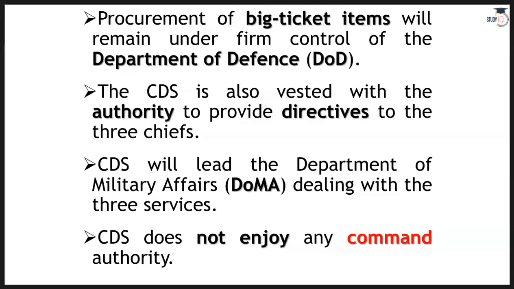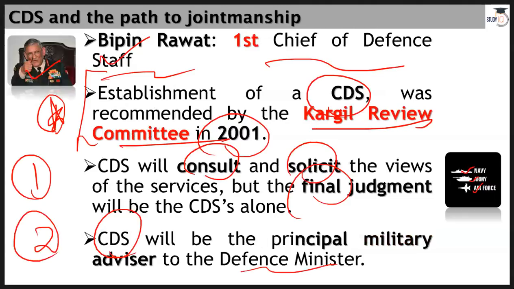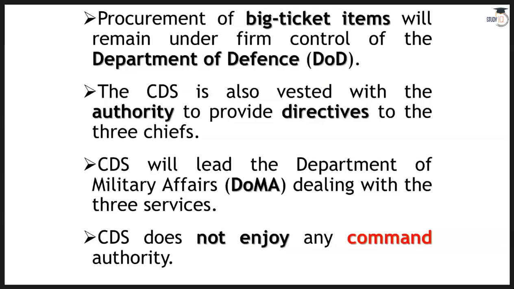Now, procurement. See, here is the difference. Here we were talking about acquisition, that particular service, their views on acquisition. Final view will be of CDS, of course, but it will be about acquisition. Acquisition here means what we need. But when it comes to purchasing that item, when it comes to procurement, CDS will not play a role, right? The big ticket items will remain under the Department of Defense, under the firm control of the Department of Defense. So this is your third point.